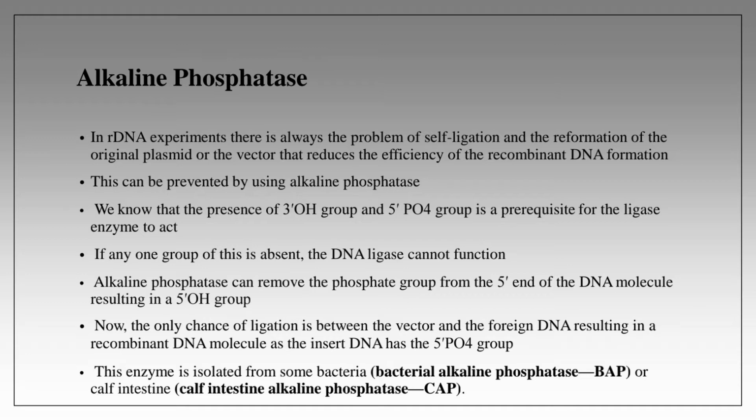Alkaline phosphatase can remove the phosphate group from the 5' end of the DNA molecule, resulting in a 5' OH group. Now the only chance of ligation is between the vector and the foreign DNA, resulting in a recombinant DNA molecule, as the insert DNA has the 5' PO4 group. This enzyme is isolated from some bacteria, bacterial alkaline phosphatase (BAP), or from calf intestine, calf intestine alkaline phosphatase (CAP).